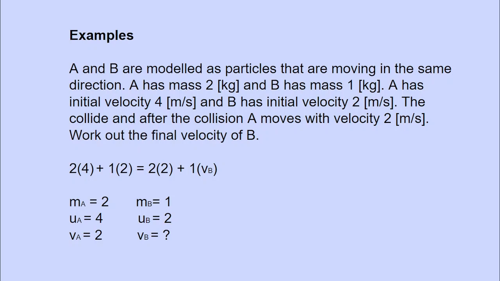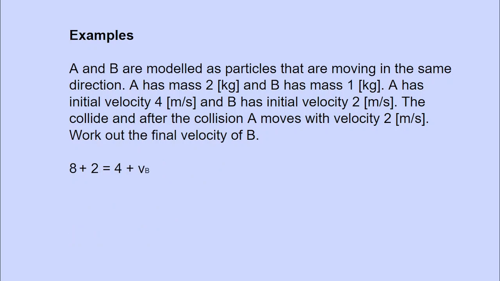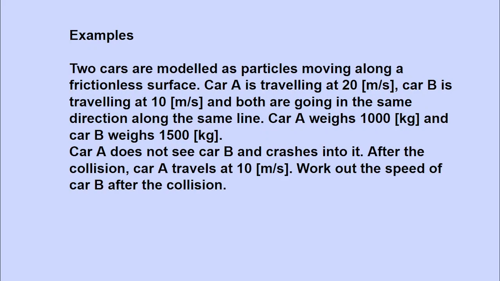2 times 4 plus 1 times 2 equals 2 times 2 plus 1 times vb. We expand the brackets. 8 plus 2 equals 4 plus vb. vb equals 8 plus 2 minus 4. vb equals 6 meters per second. Let's take a look at another example.